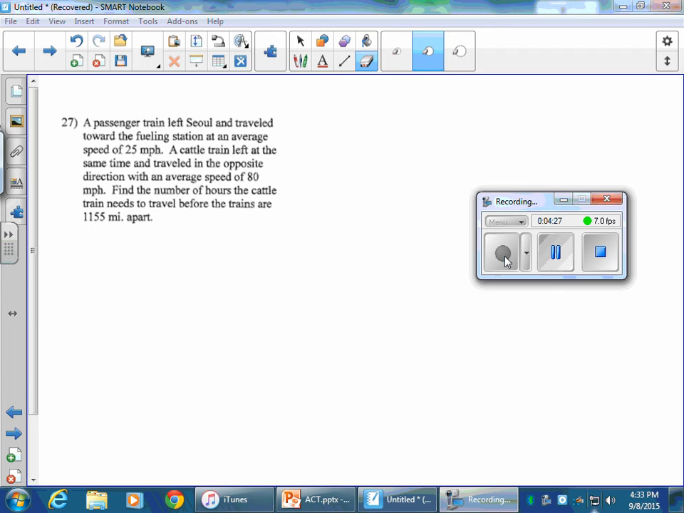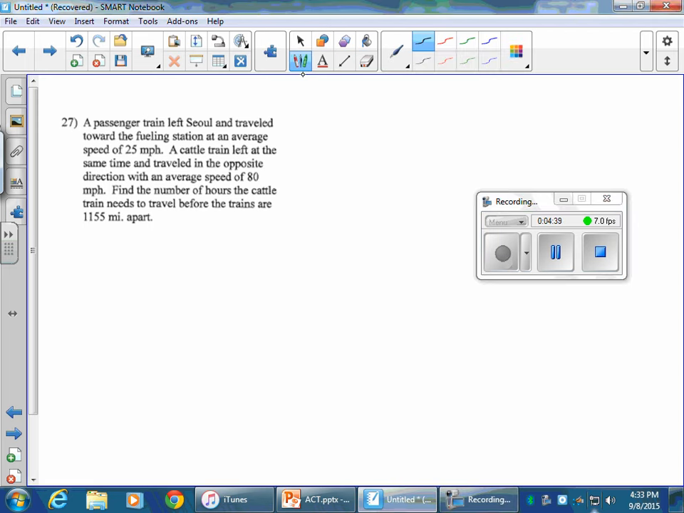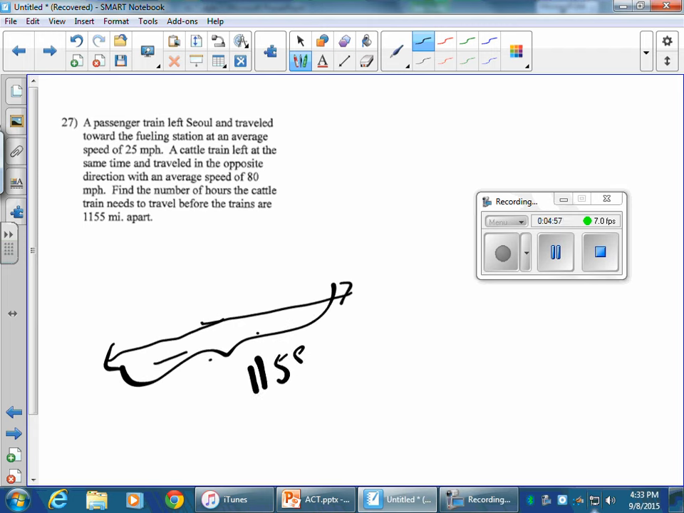All right, problem 27. A passenger train left Seoul and traveled toward the fueling station at an average speed of 25 miles per hour. A cattle train left at the same time and traveled in the opposite direction with an average speed of 80 miles per hour. Find the number of hours the cattle train needs to travel before the trains are 1,155 miles apart. So it's kind of like the first one we did, where you got one going this way and one going this way. This is just so far off, it's driving me crazy. And we need them to be 1,155 miles apart.